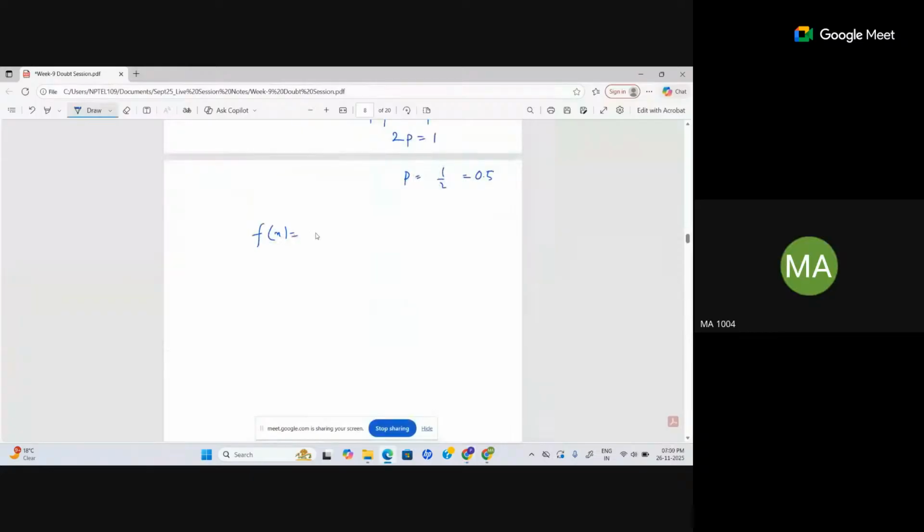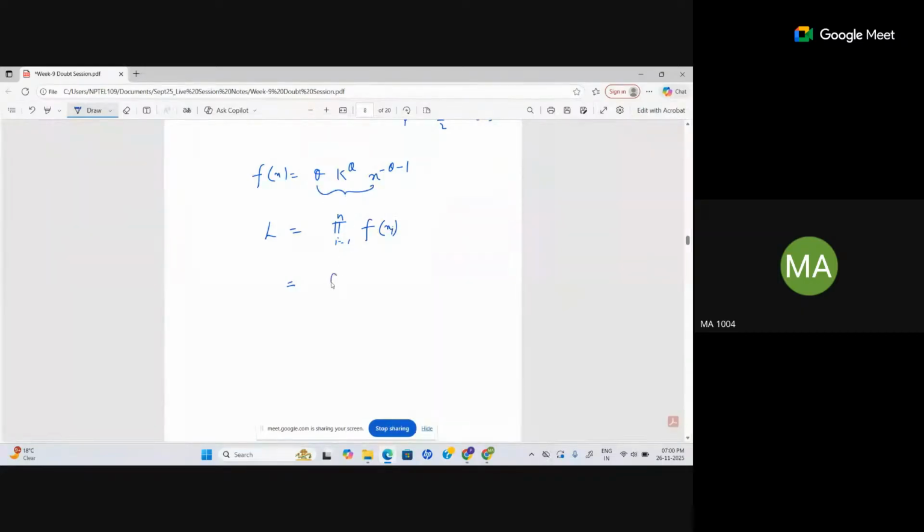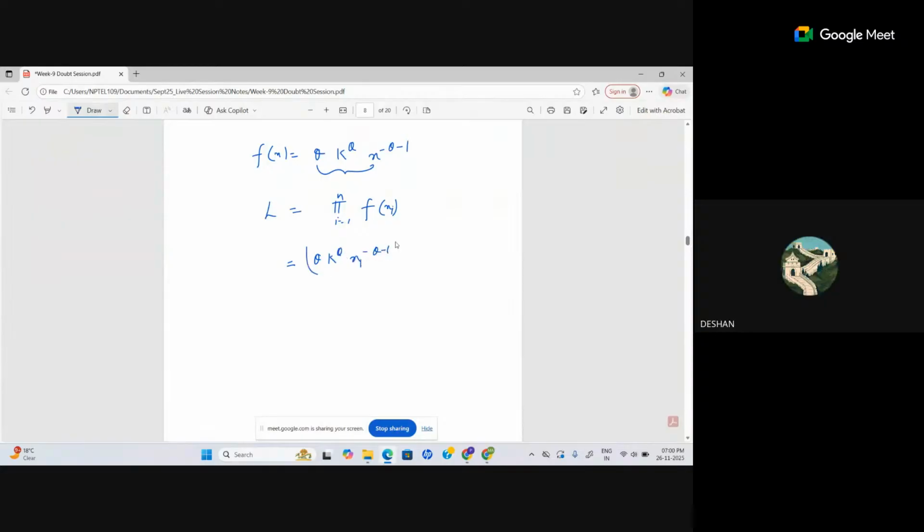So f(x) here is theta k to the power theta, and x to the power minus theta minus 1. The likelihood function is the product of all these, with i going from 1 to n. So we have to multiply it n times. So theta to the power n. What we are doing here actually is, this is theta k theta, and then x1 to the power minus theta minus 1.